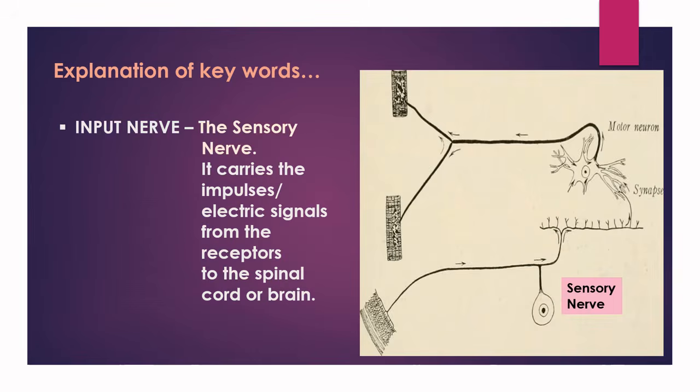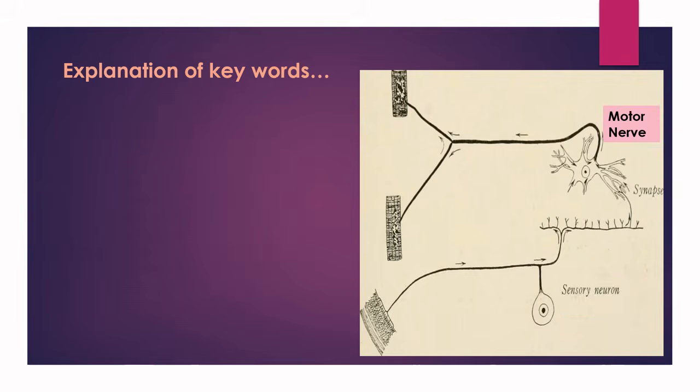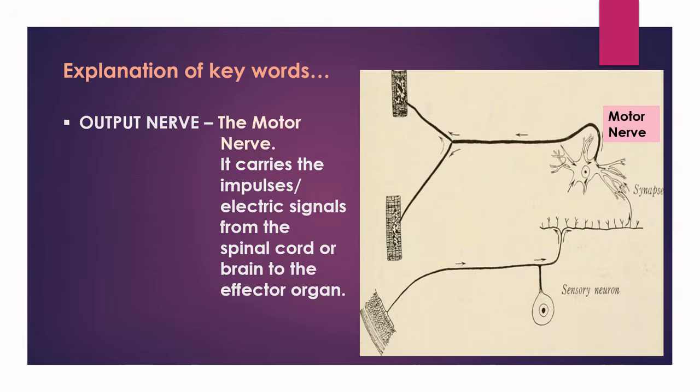Input nerve. It is also known as the sensory nerve. It carries the impulses or electric signals from the receptors to the spinal cord or to the brain. Output nerve. It is also called the motor nerve. It carries the impulses or electric signals from the spinal cord or brain to the effector organ.